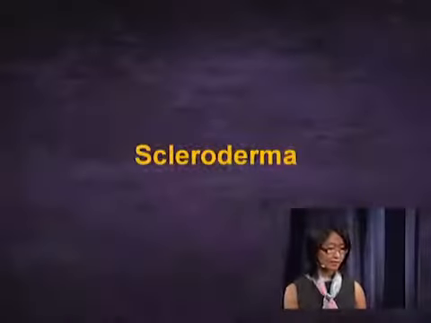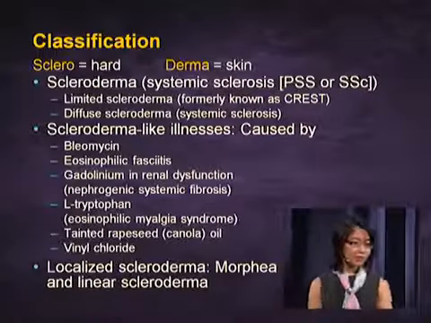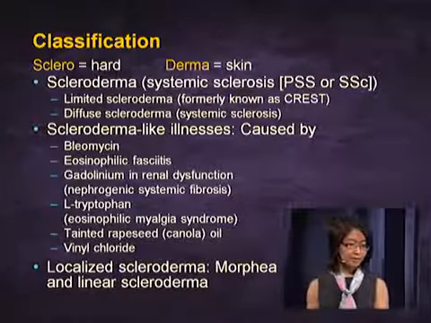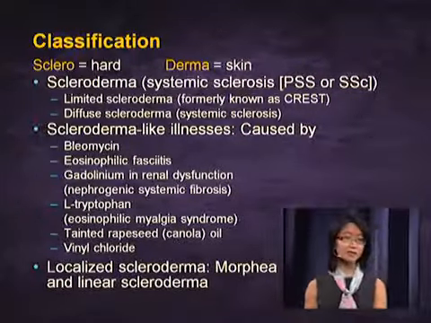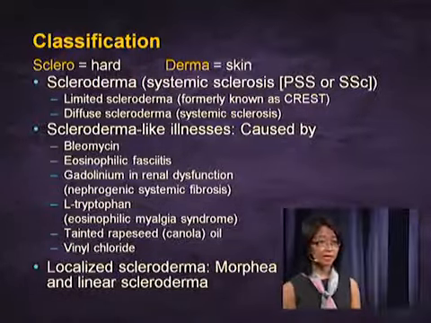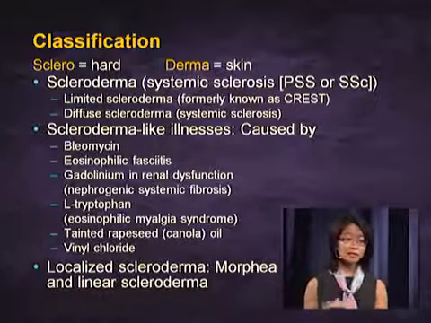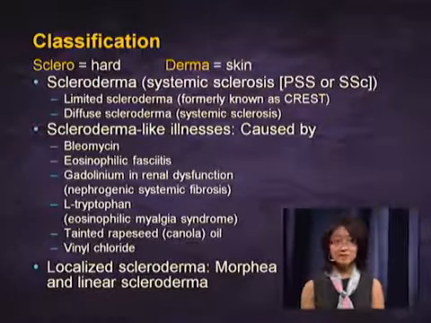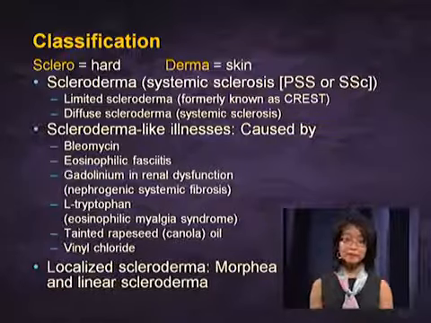So let's hit next on scleroderma. Sclero means hard, derma means skin: hard skin. And scleroderma could be classified in different ways, whether it's localized or diffuse. In children and young adults there are forms of scleroderma where it only affects one patch of skin. We call that morphea.